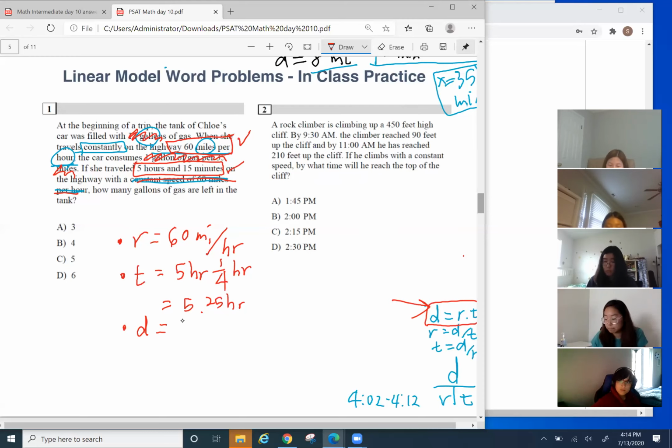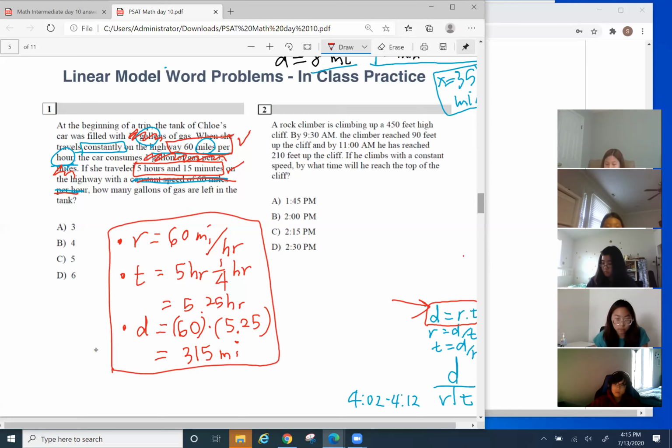So what's the rate in our case? The rate is 60 miles per hour. What about time? 5 hours and 1/4, which is 5.25 hours. So that is our distance. What do you get if you calculate this? 315. Thank you, 315 miles. That means if you go at 60 miles per hour for 5 hours and 15 minutes, you traveled 315 miles. So we're done with the distance.